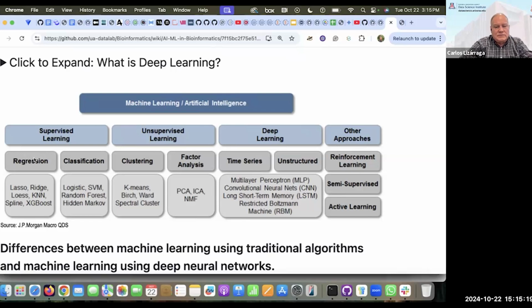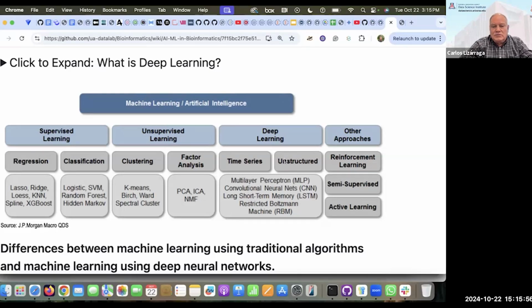We can do a regression, like fitting a number, or classification, or we can do clustering and factor analysis. And you will find all these different types of algorithms available for doing regression. For example, you can do a spline, nearest neighbors, or XGBoost. For classification, logistic regression, the support vector machine, random forest, etc. Clustering, the k-means, etc. And in factor analysis, you will find, for example, the principal component analysis and others.